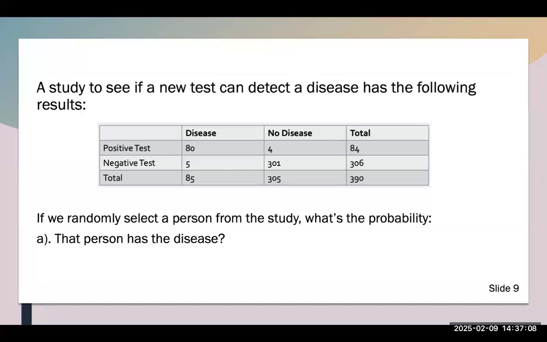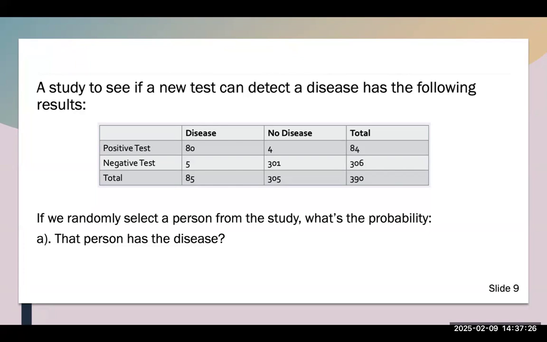Okay, so let's focus on that contingency table. It says a study to see if a new test can detect a disease has the following results. Now, if we randomly select a person from the study, what's the probability that person has the disease?